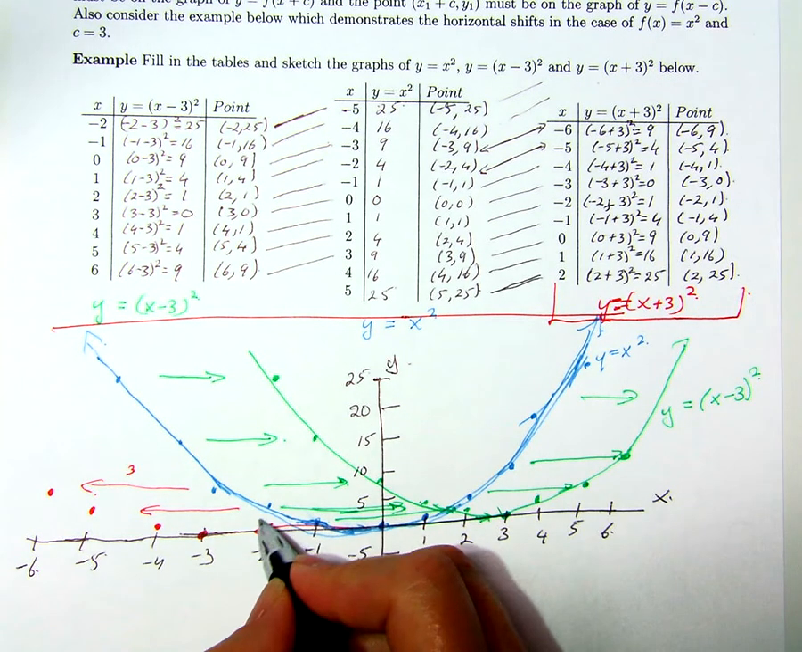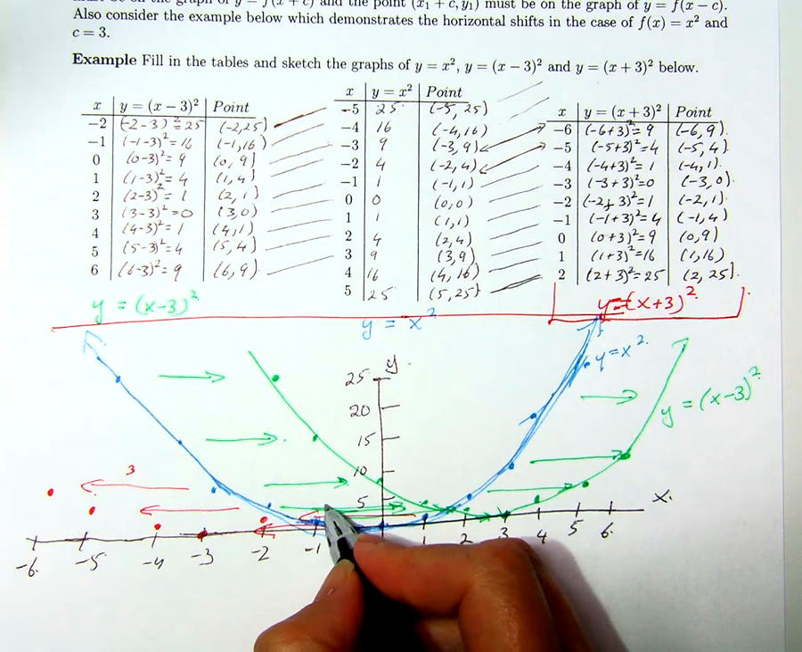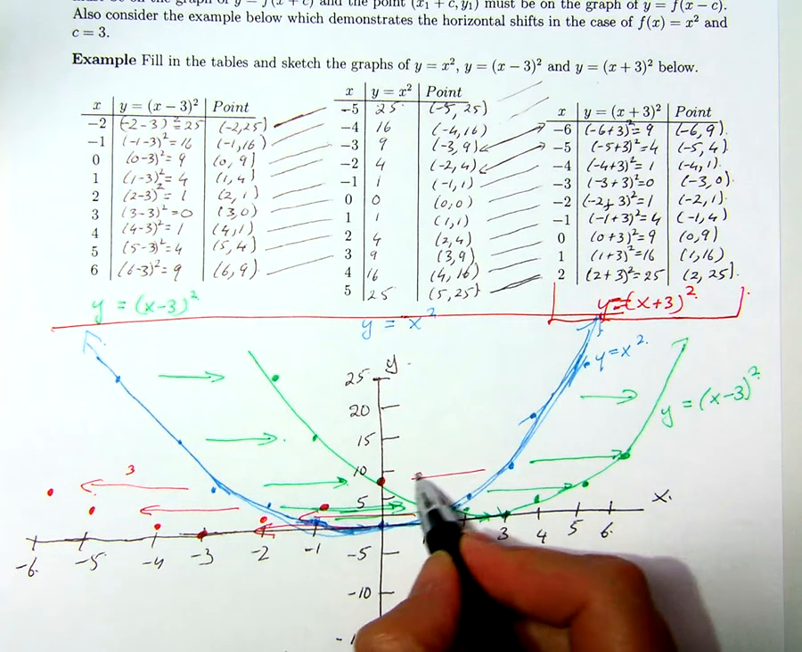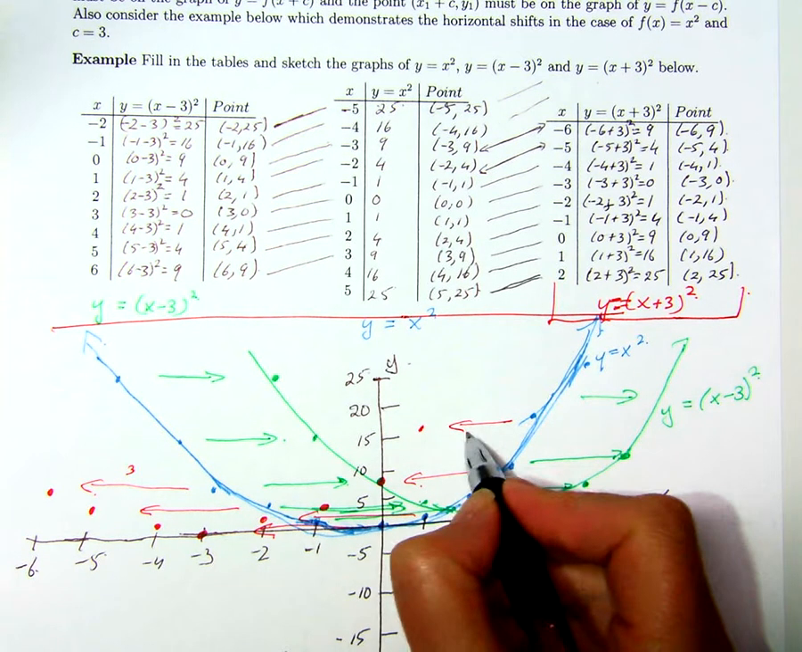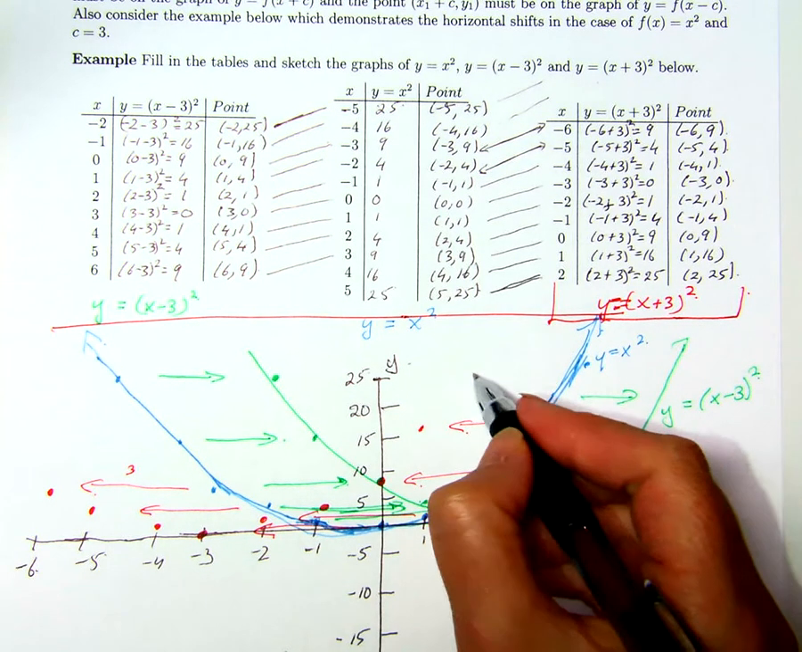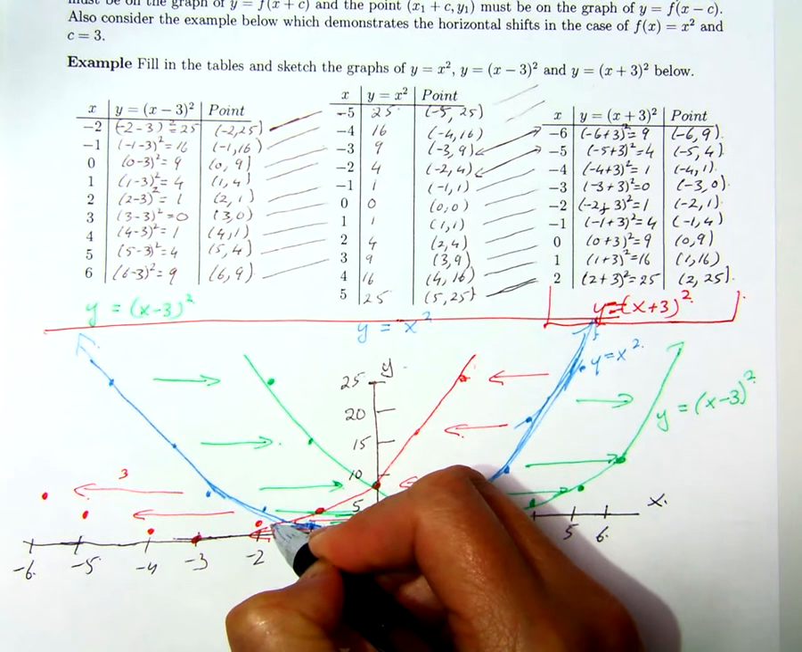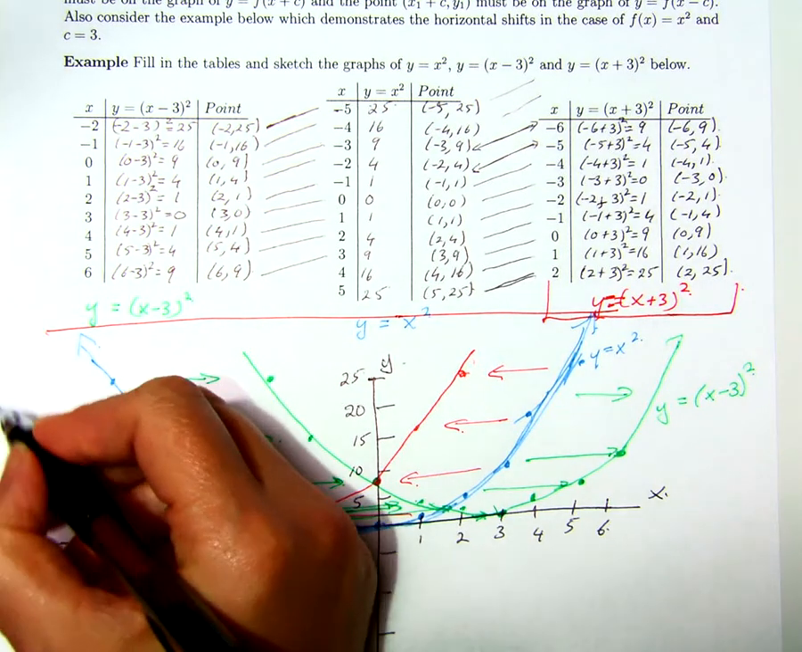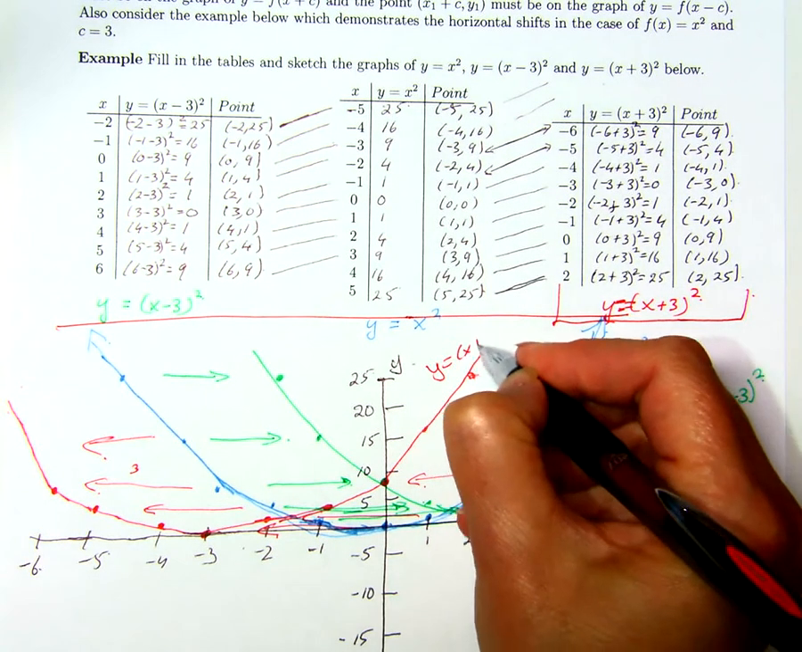(-2, 1) is this point here shifted to the left by 3 units. (-1, 4), (0, 9) is this point shifted to the left by 3 units. (1, 16) and (2, 25) is the last one we have recorded, and that's that point shifted to the left by 3 units. So the entire blue graph gets shifted to the left by 3 units, and the trend continues, and that gives us the graph of y equals x plus 3 squared.